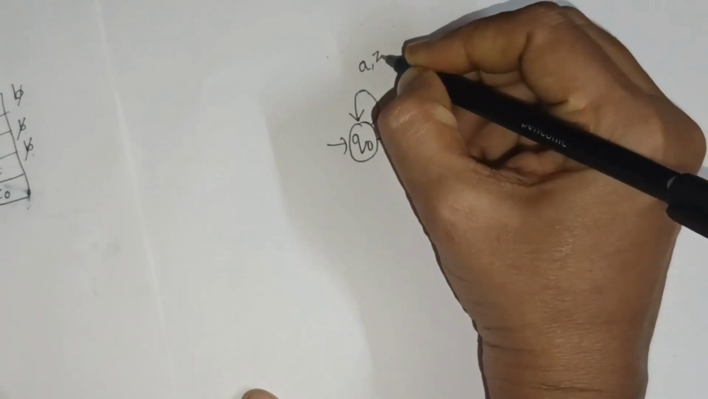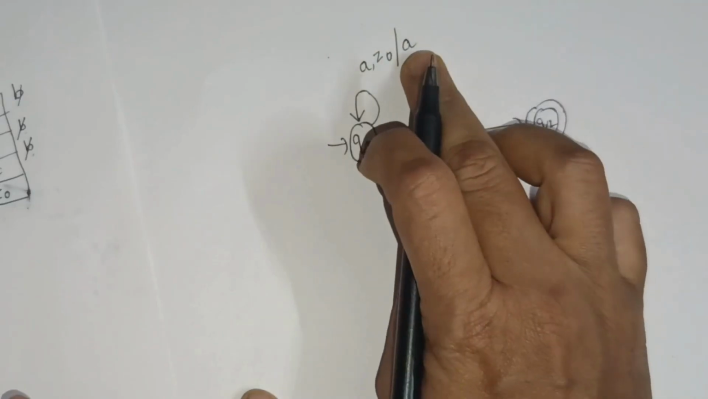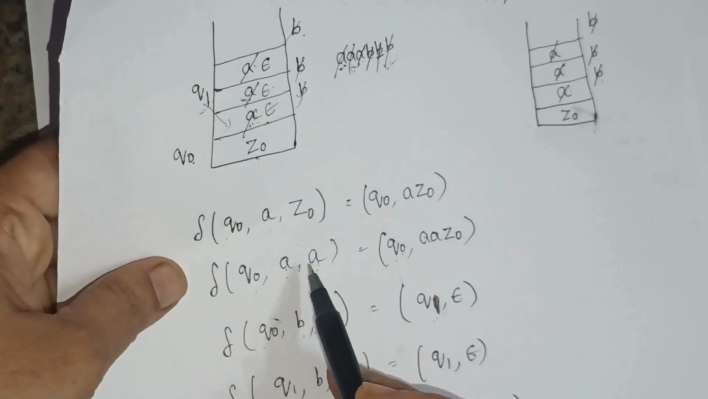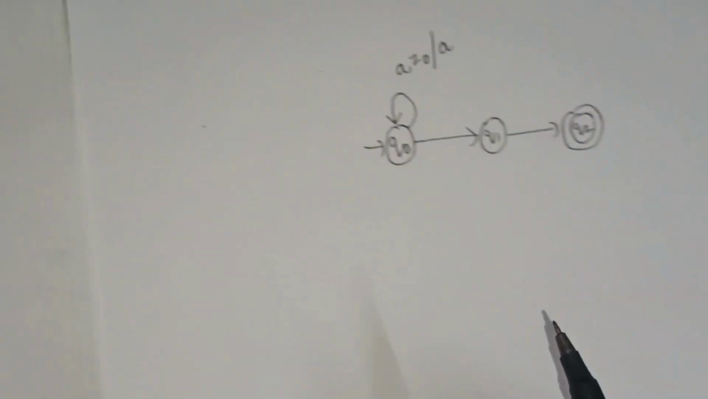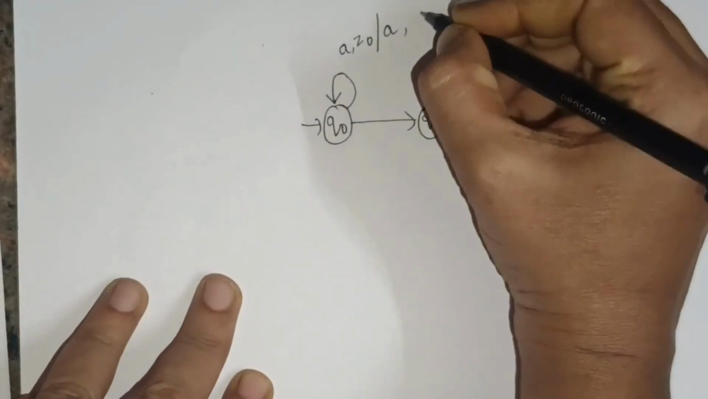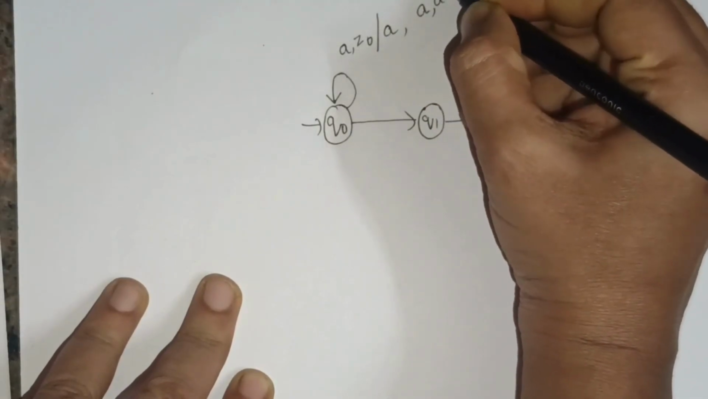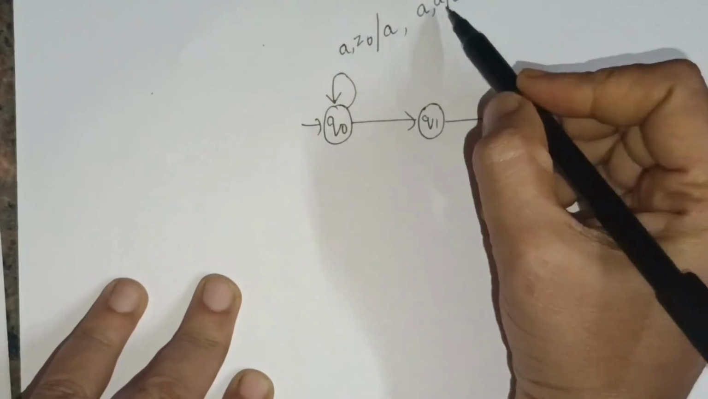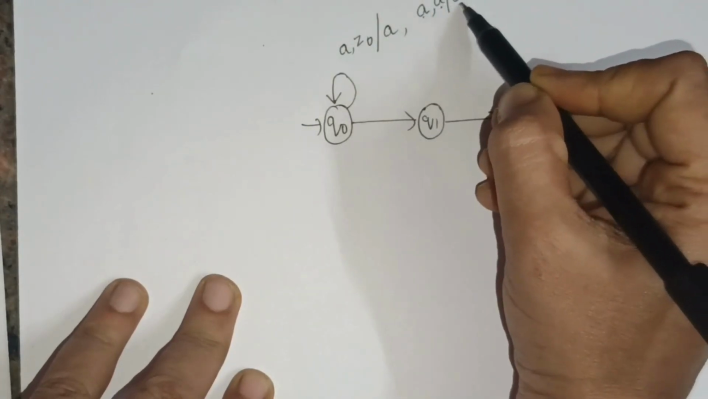Top of the stack is Z naught. I am pushing A. Now it is A. Now A is the top of the stack. Next transition function. A is top of the stack. If I am pushing A, top of the stack should be A. So it is going to the same state, that is Q0. So next, input symbol A is pushed, top of the stack is A. Now it will be A. See, A is top of the stack, I am pushing A. Now finally I am getting top of the stack as A. So that is the state.